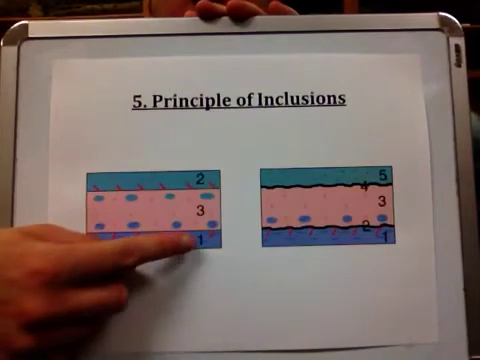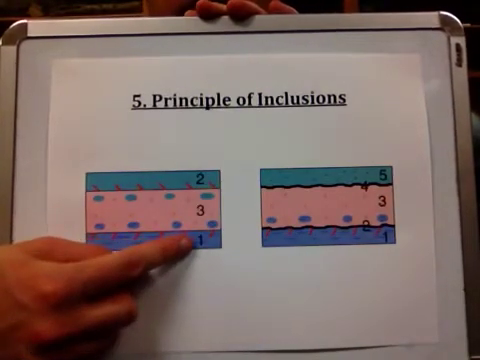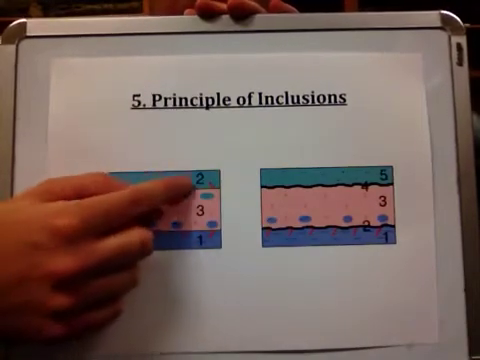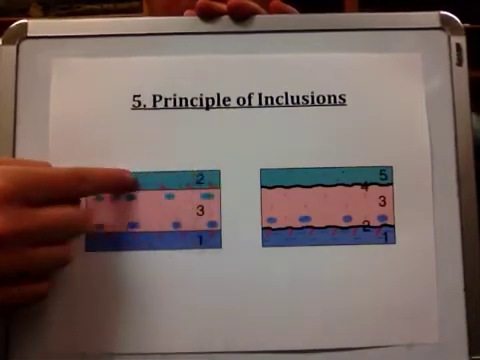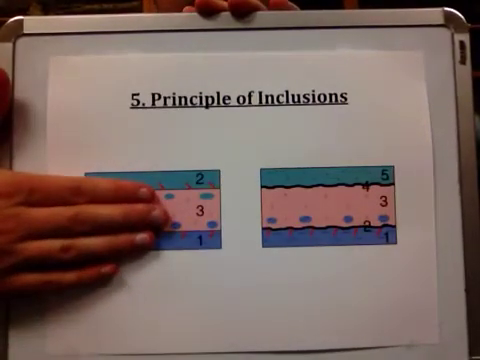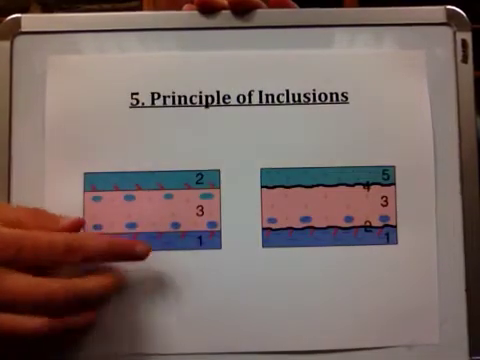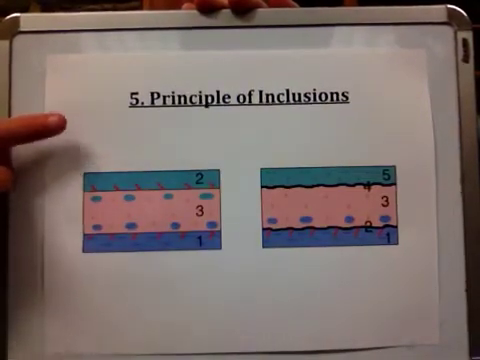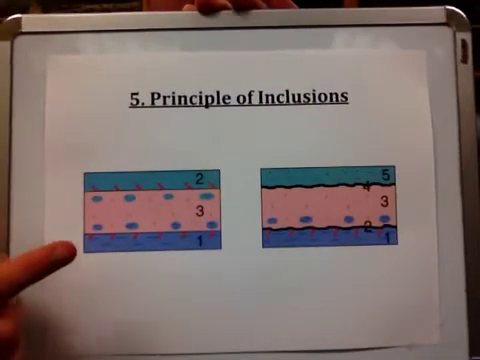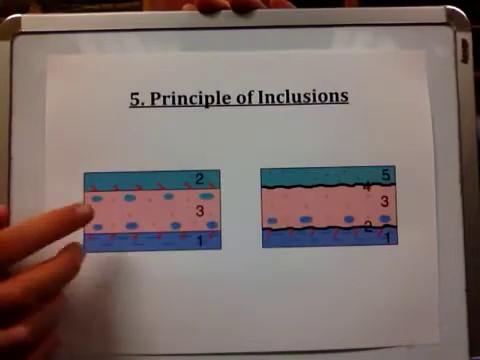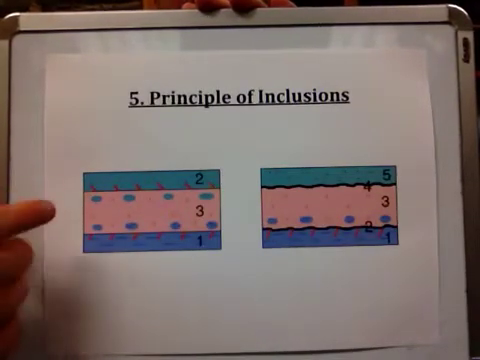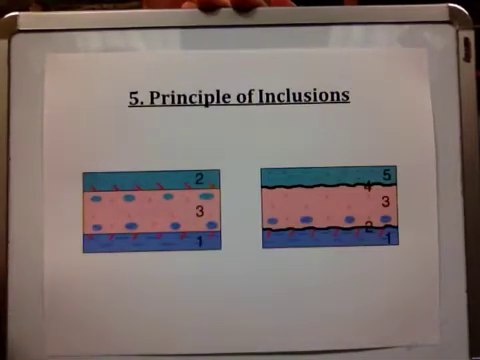You can see that we have numbers again corresponding to the order of events from oldest to youngest. So 1 is the oldest, the shale. Then we have the sandstone as the next oldest, with the igneous rock as the youngest. Now this does not follow the principle of superposition, because superposition says oldest on the bottom and it gets younger as you go up, and here we're not seeing that remain constant. The principle of inclusions, along with the contact metamorphism, is what we are using to determine the relative ages of these layers.